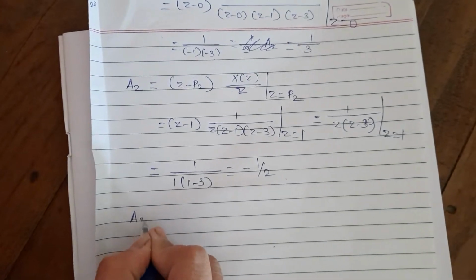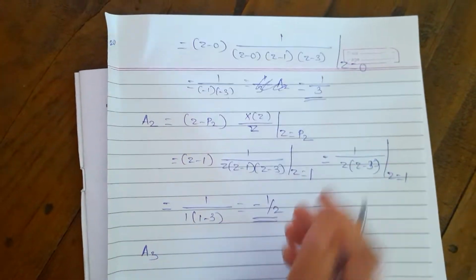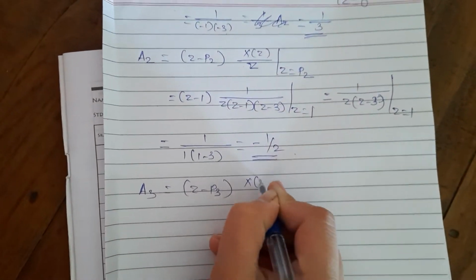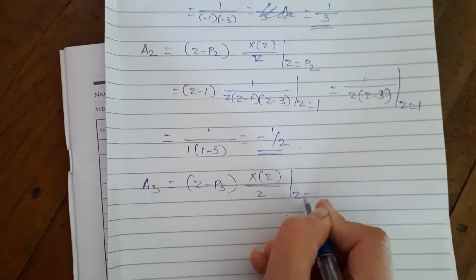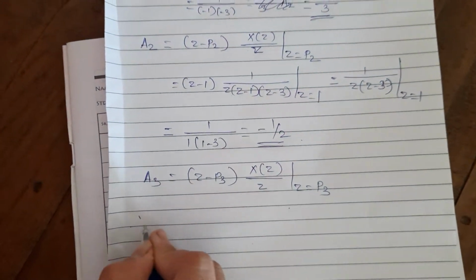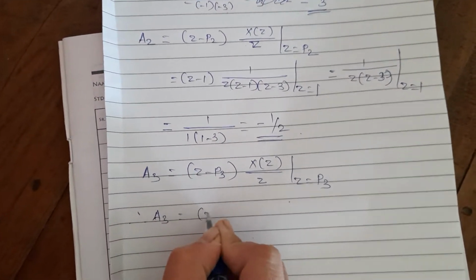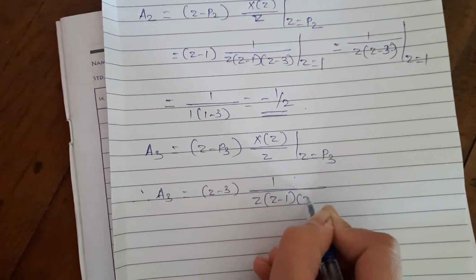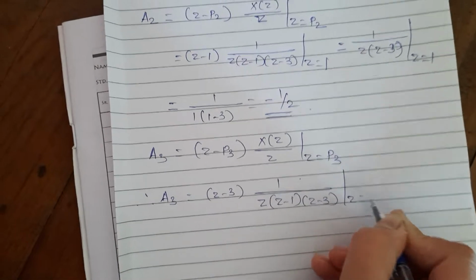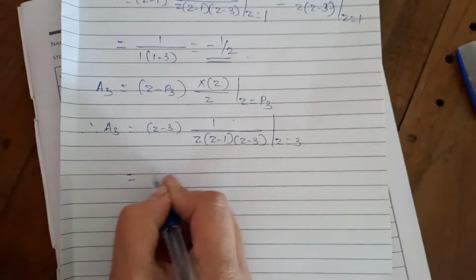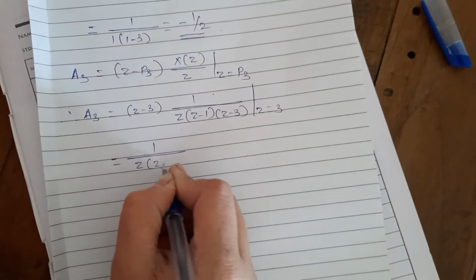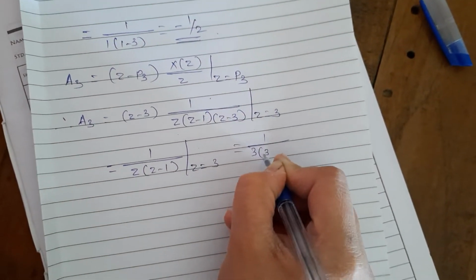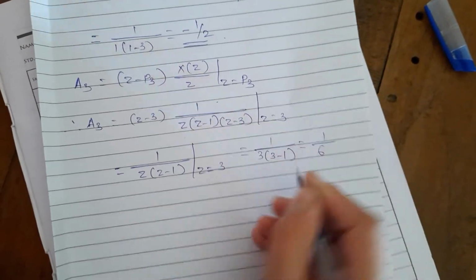And next we have to find the value of a3. It is z minus p3 times X of z by z at z is equal to p3. So a3 is equal to z minus 3 into 1 by z into z minus 1, z minus 3 at z is equal to 3. Now we substitute these values here and we get it is 1 by z into z minus 1 at z is equal to 3. So it is 1 by 3 into 3 minus 1. So it is 1 by 6.